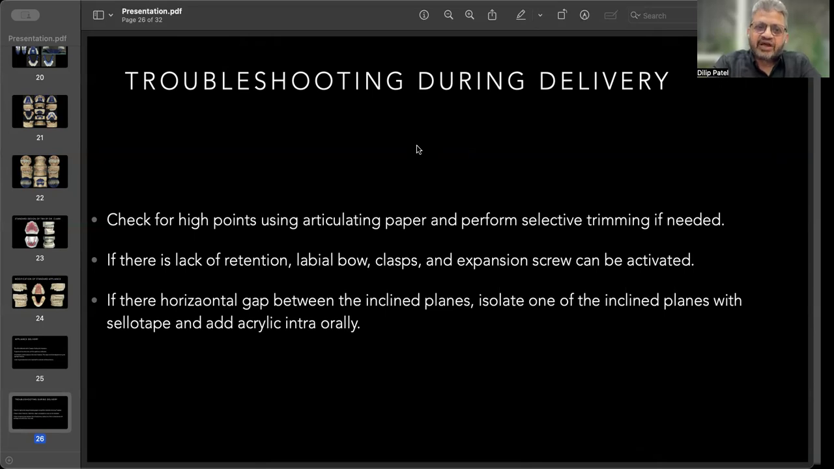If there is a lack of retention, the labial bow, clasps and expansion screw can be activated and adjusted. If there is a gap between the posterior block and upper teeth, or a gap between the inclined planes, you can correct it chairside by isolating one of the inclined planes with shallow tape, holding the condylar position intraorally, and asking the patient to close the mouth.